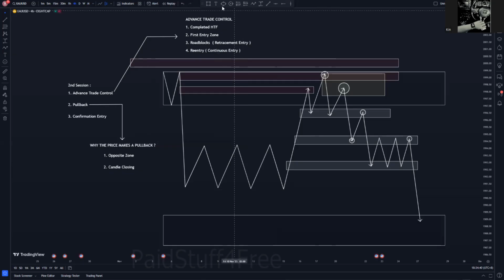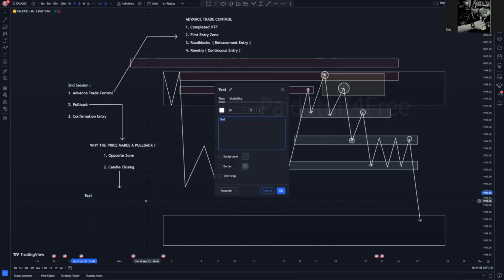Maybe the second one will be something new for you guys. Candle closing. Talking about candle closing, we have two rules. The first rule: every new ED or EF.